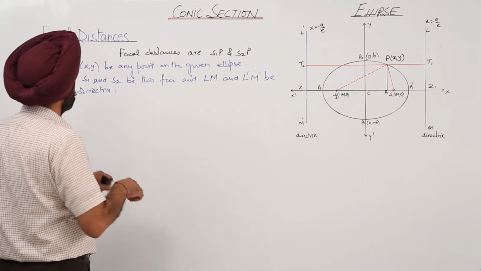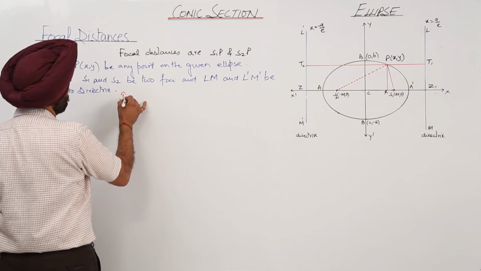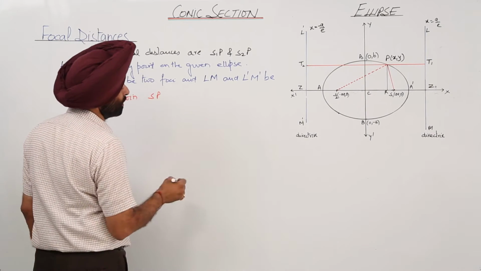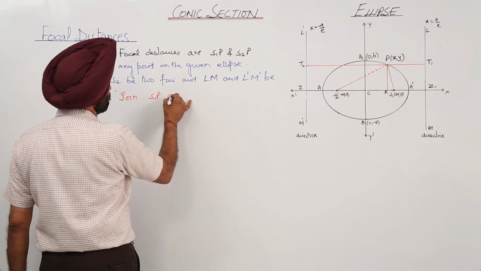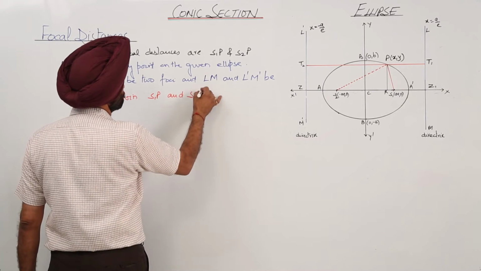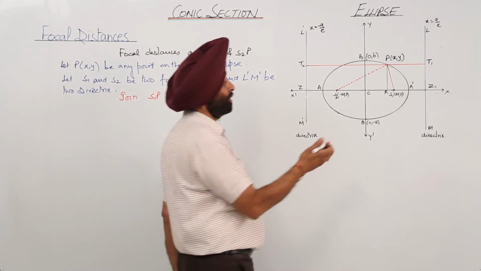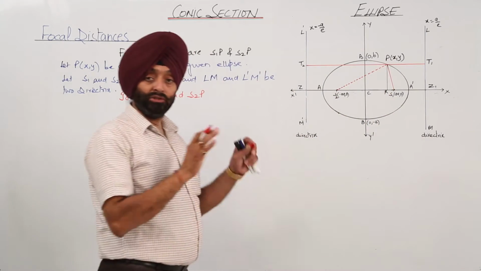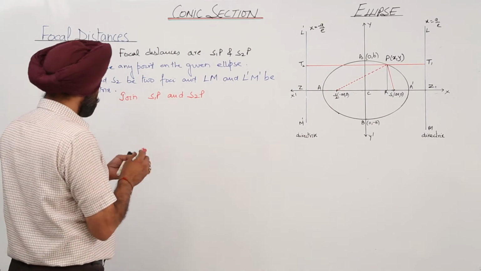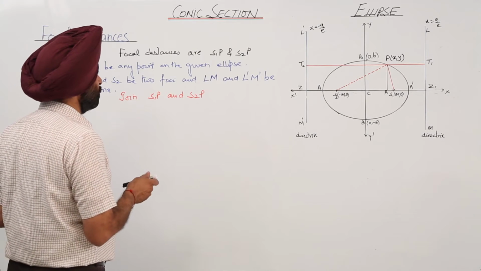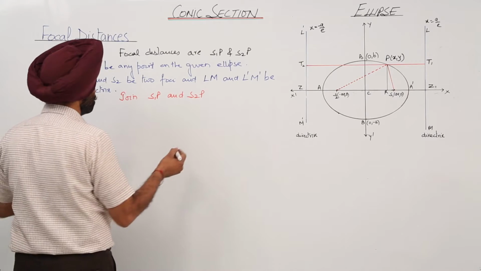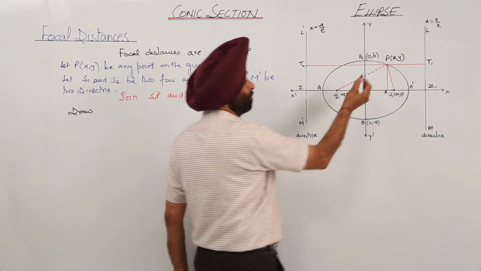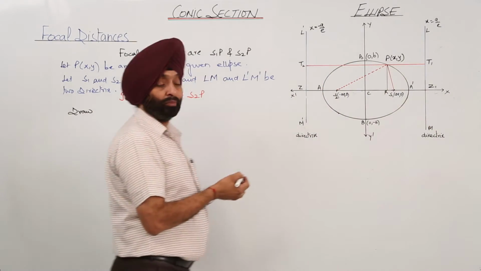Okay. Now join S1P and S2P. I have joined S1P with a bold line and S2P with a dotted line, just to make a difference. Okay. So join S1P and S2P. Now we have to draw from point P on the directrix a perpendicular.